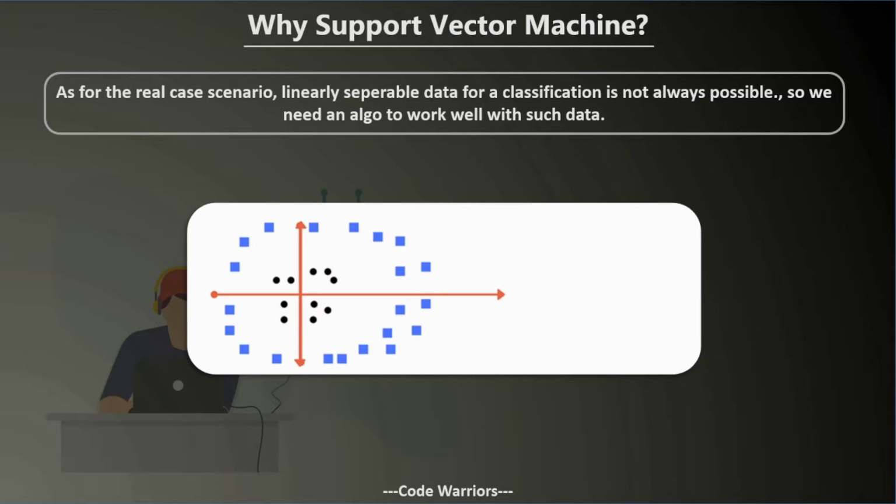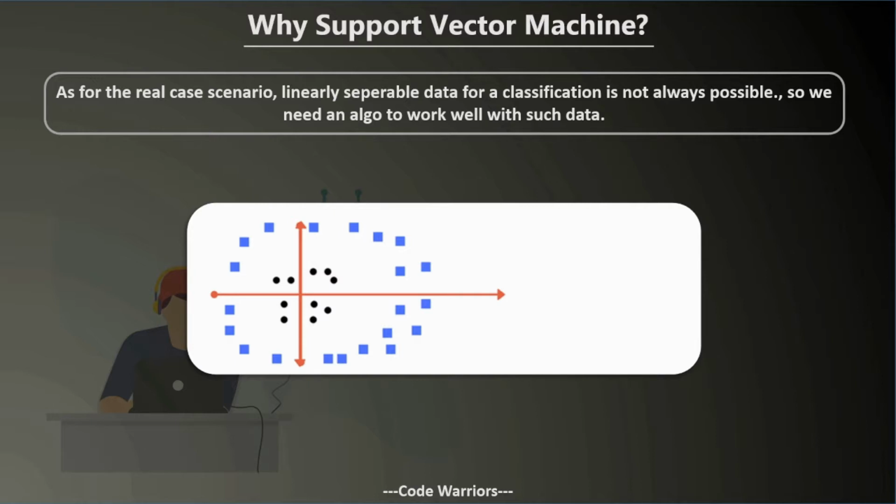Now, trying to understand the real case scenario, there are two possibilities: data can be either linearly separable or non-linearly separable. As you can see in this image below, this data is referred to as non-linearly separable because we can't separate both the classes, that is the blue square and black circle, by using a single line. It can't be classified by using a single line to separate these two classes from each other.